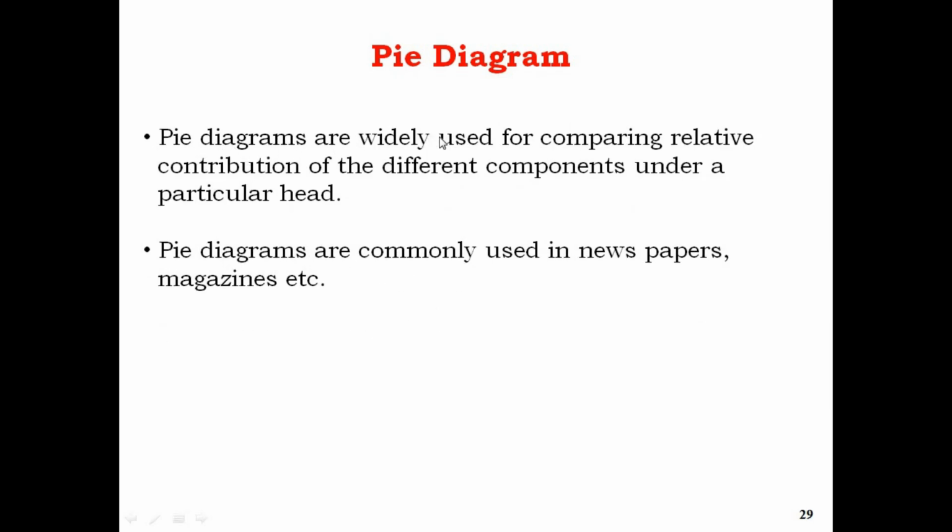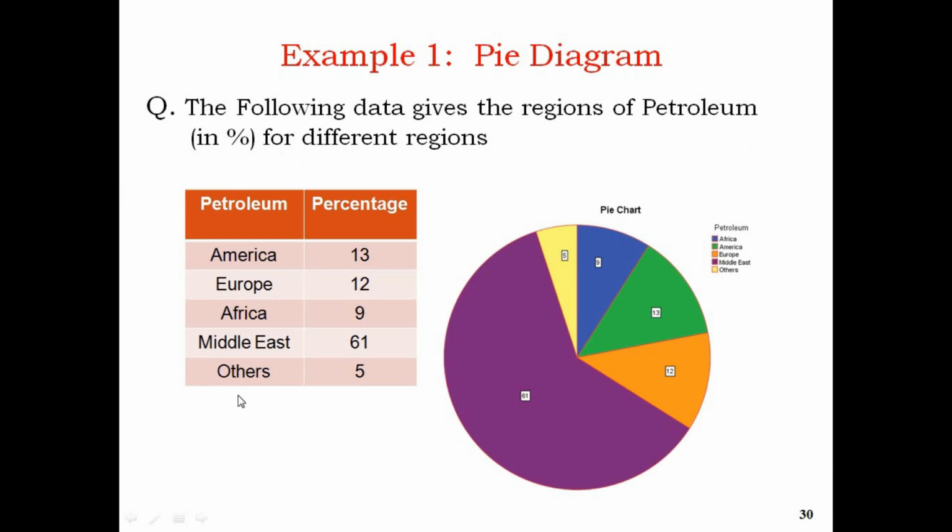These pie diagrams are widely used for comparing the relative contribution of the different components under a particular head. And pie diagrams are commonly used in newspapers, magazines, etc. Now you see example 1. This data gives the share of petroleum in percentage for different regions: America, Europe, Africa, Middle East and others. Percentages are given: America 13, Europe 12, Africa 9, Middle East 61, others 5.